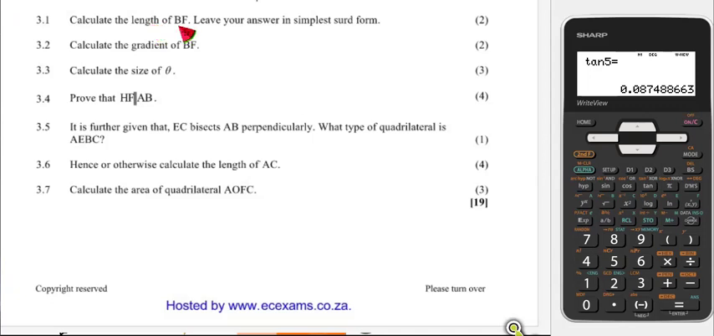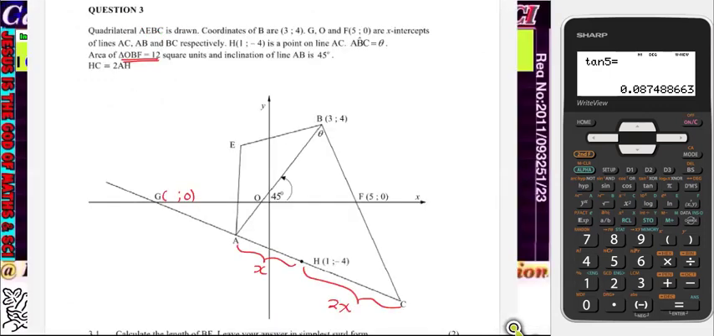Calculate the length. You see, that's distance. The length of what? BF. Leave your answer in surd form. Let's find B and F. So where is B? Here is B. Here's F. So we want the distance for that one. I told you the distance formula. You can call this one X1, Y1. You can call this one X2, and then Y2.